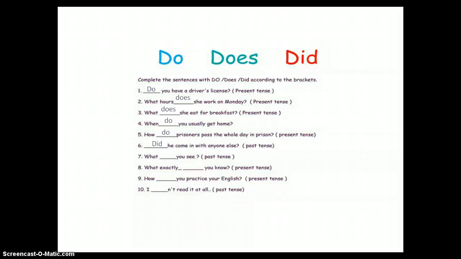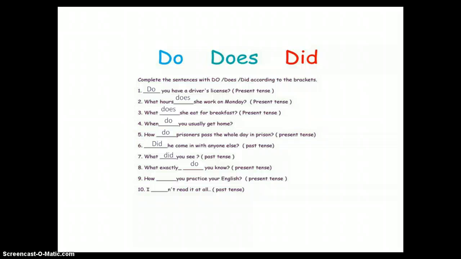And then the seventh, it is past tense. Of course, the auxiliary verb that is used is did. And then number 8, what exactly do you know? It is present tense. So which one do you choose, do or does? Because the subject is you, we choose do.